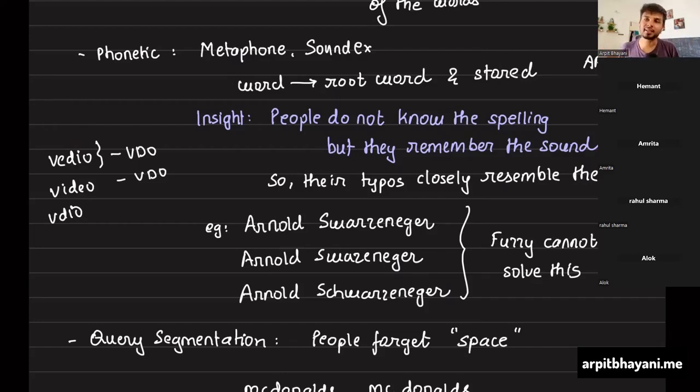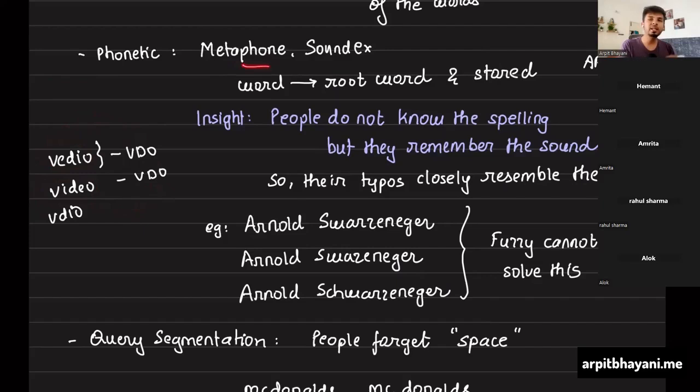What phonetics does is it converts every word to a root sound. For example, the root sound word for video is VDO. So VIDEO also changes to VDO, and VEDIO also changes to VDO. There are algorithms to do that. Metaphone is what I personally used. Soundex is a good one. I used Metaphone to build this.